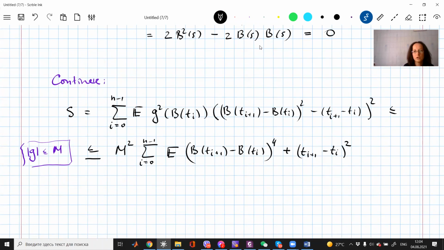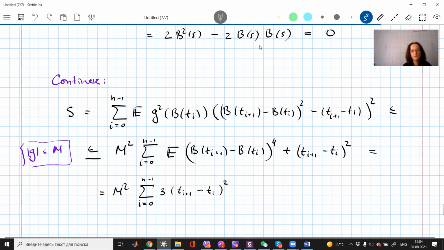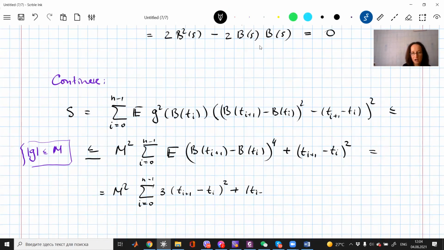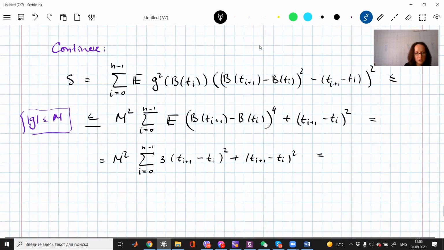Yes. So now we can calculate the expectation. You know that the fourth moment of Brownian motion is equal to 3 times ti plus 1 minus ti to the square, because this is the fourth moment of a Gaussian random variable with variance ti plus 1 minus ti. So this is just the formula for the fourth moment, and here ti plus 1 minus ti to the square.